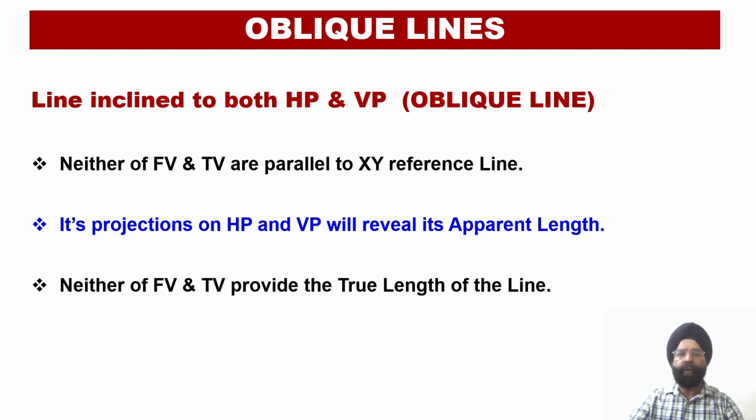So we need to apply the principles of rotation of the line in order to obtain the true length as well as the true inclinations of the line with respect to the horizontal plane as well as the vertical plane.